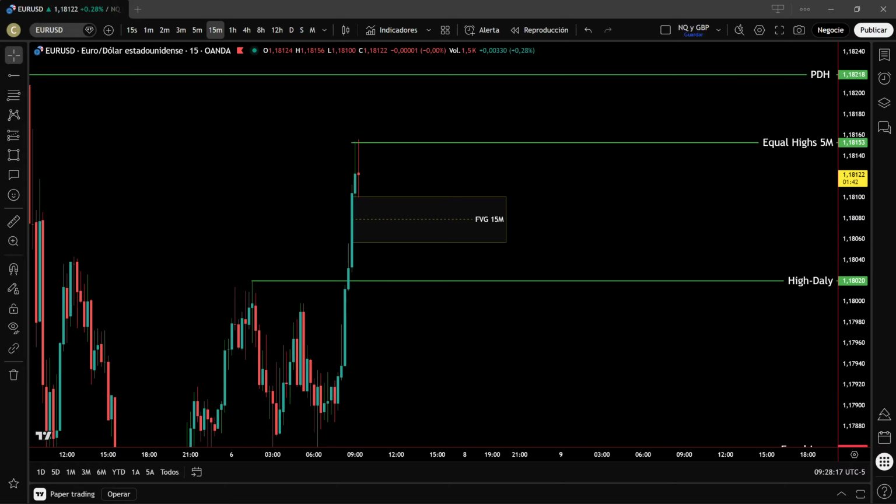We are now changing timeframes, moving from the 1-hour chart to the 15-minute chart to analyze a highly relevant technical element that has just appeared following the bullish momentum. If you look at the yellow box, I have marked a 15-minute fair value gap, FVG 15M. This imbalance occurs when price delivery is so rapid that it leaves a void of efficient orders.